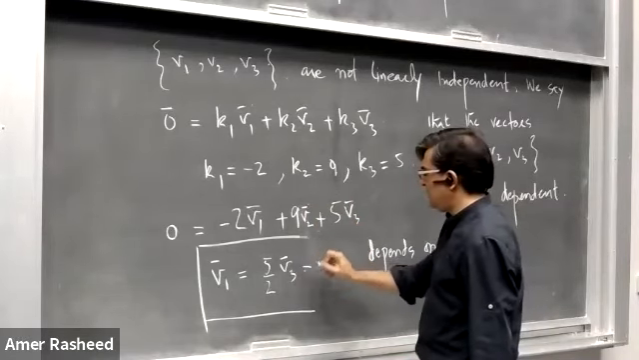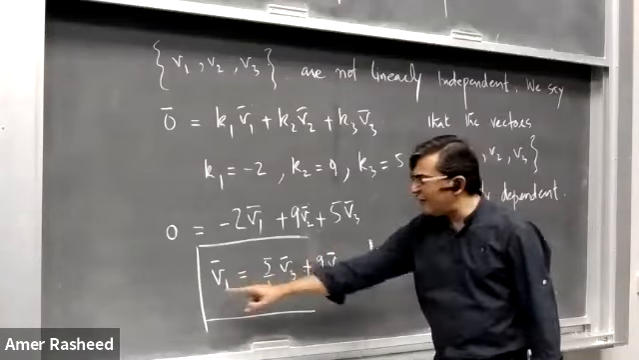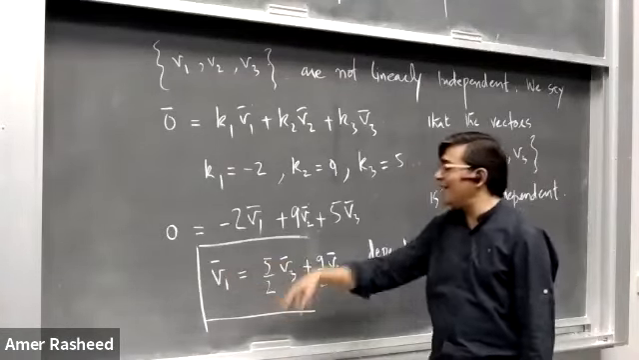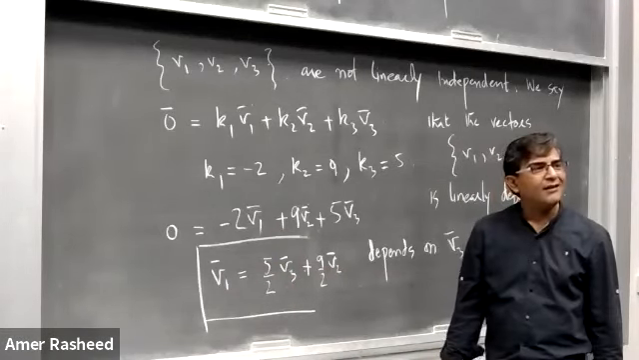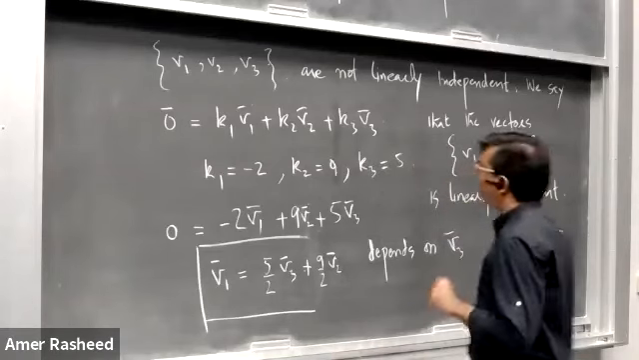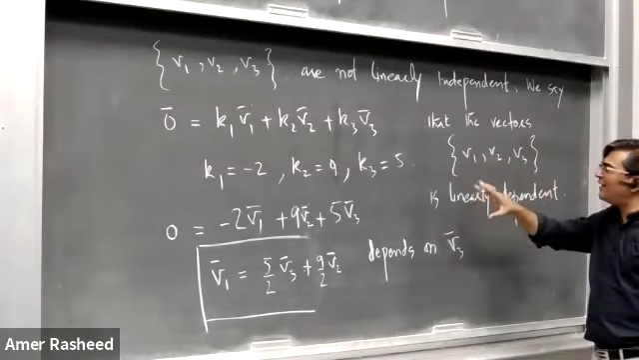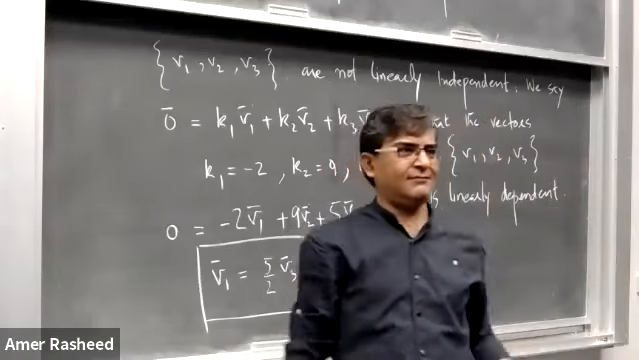plus 9/2 v2. In that case, v1 is a linear combination of v2 and v3. Okay? It means if the vectors are linearly dependent, then we can write any vector of that set as a linear combination of other vectors.